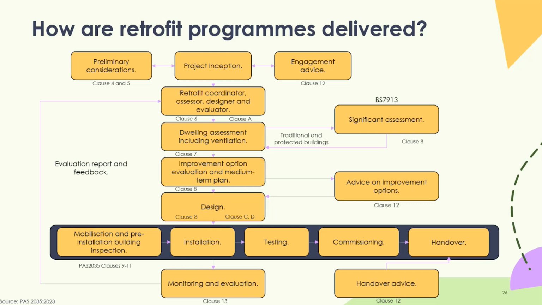And then you get an installer in to do it, and that's the big blue box there, which is the PAS 2030 bit, which follows installation and testing, commissioning, and handover. And then you're back into PAS 2035 for monitoring and evaluation and handover advice to the occupant as well. So you can see it's quite a logical process. Assess, have a look at the options, do the designs, somebody installs them, and then you check that it's doing what it said on the tin. That's basically what all PAS is doing. It's just making sure that you're not forgetting anything that could be very crucial.